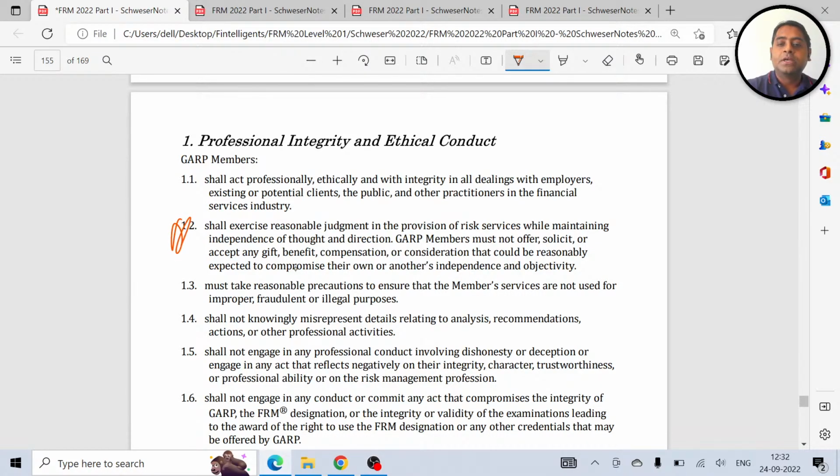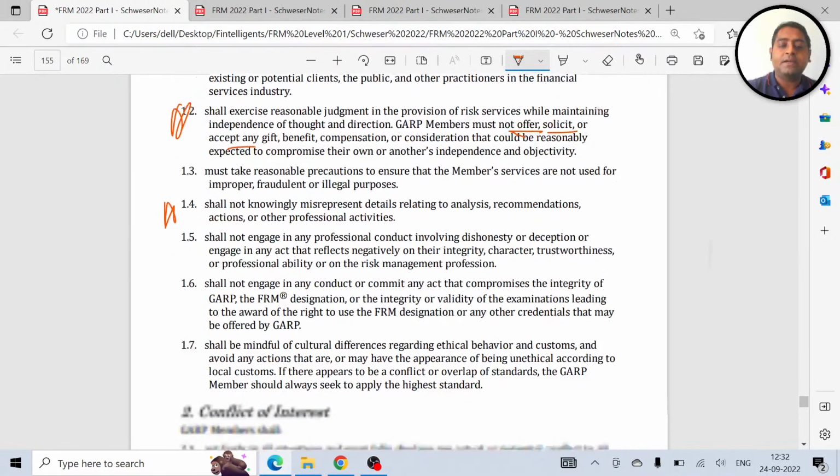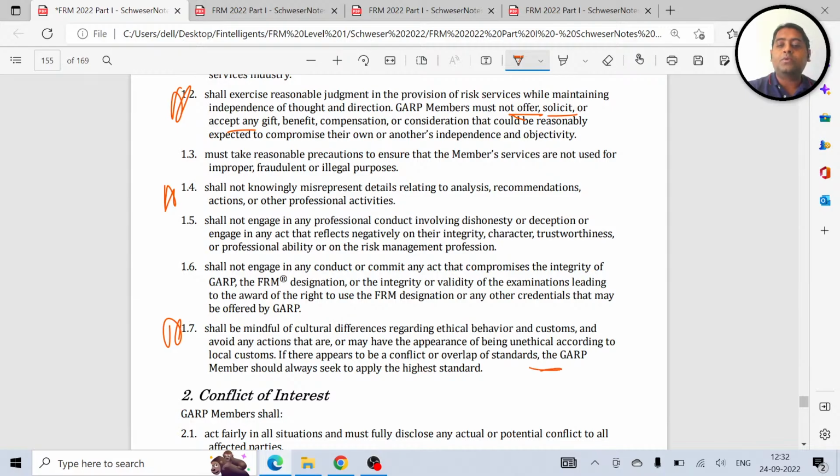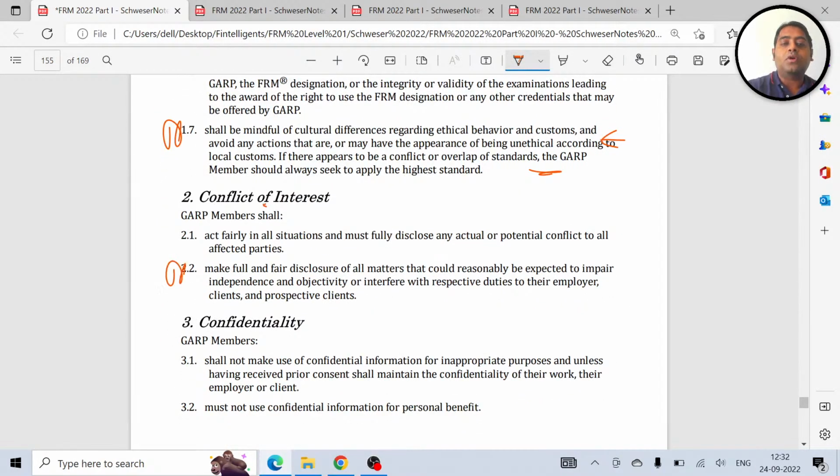This part, which is not to offer, solicit, or accept gifts, very most likely they ask students questions on that. Misrepresentation could be tested. The cultural difference part could be tested. Full and fair disclosure and conflict of interest could be tested in a case study.